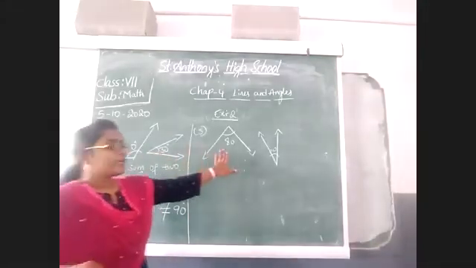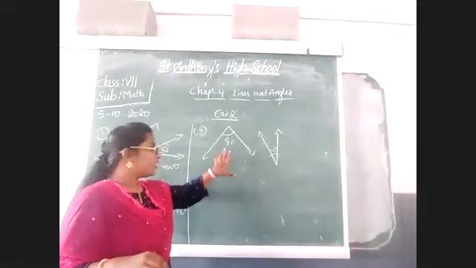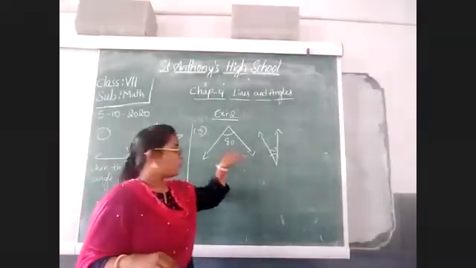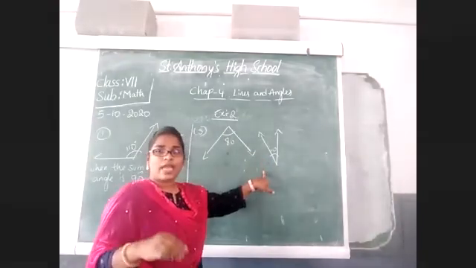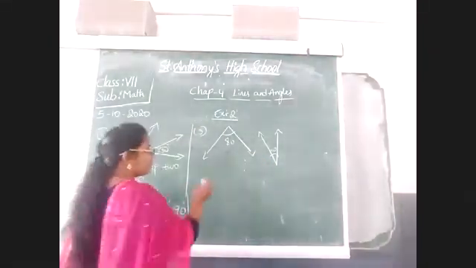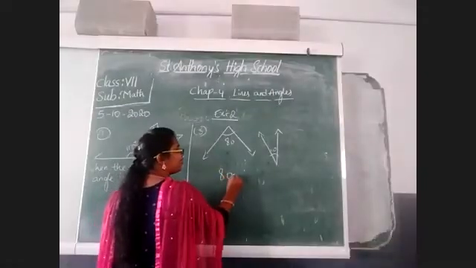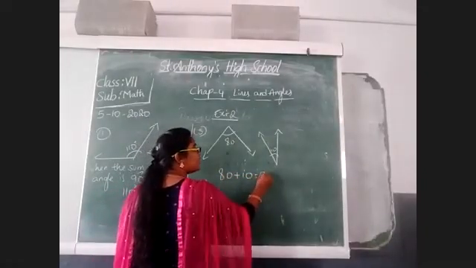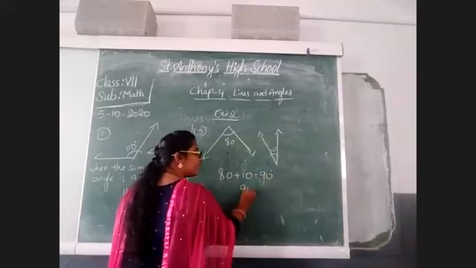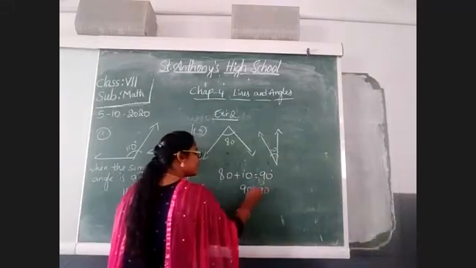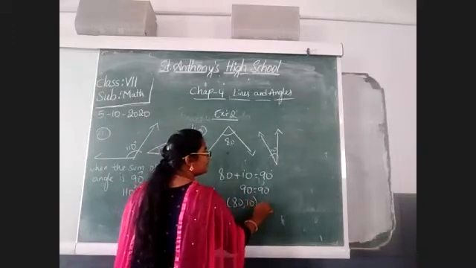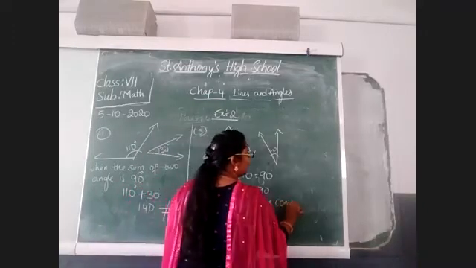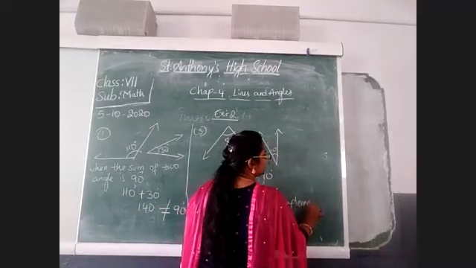Now next, let us check the third question. What is the measurement here? 80. What is the measurement here? 10. If we add these both angles, check the result. 80 plus 10, how much? 90. Yes, this is equal to 90. So 80 and 10 are complementary angles.